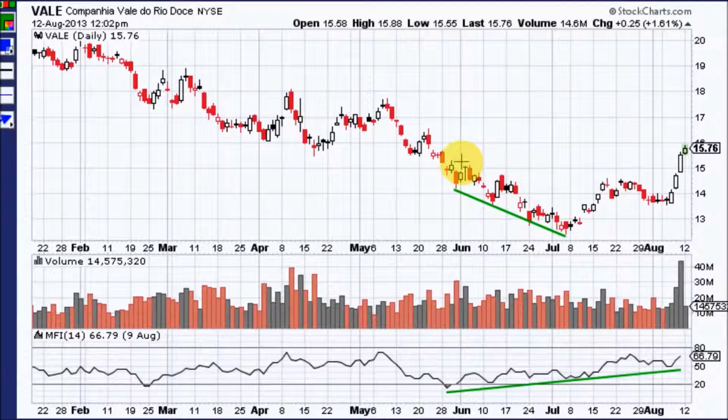Right here, I see a bullish cup and handle chart pattern that has already broken out above the neckline resistance on huge volume, increasing volume on the days it broke out above resistance. That's exactly what you want to see.